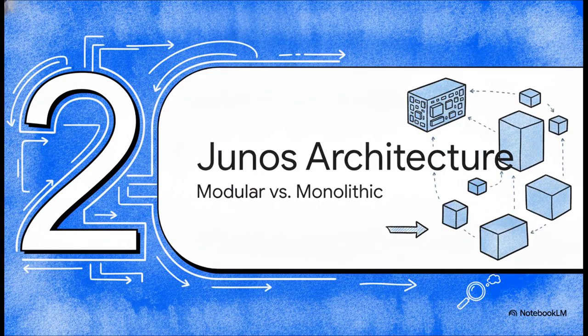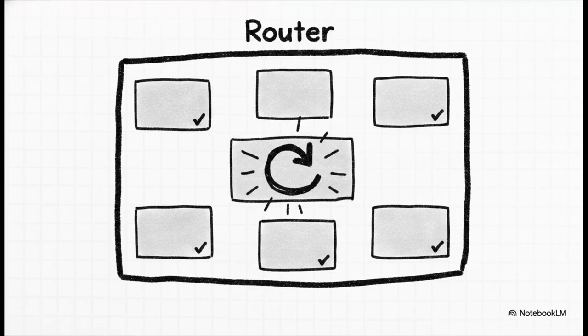Moving on to Section 2, the Junos architecture, modular versus monolithic. Before we get into the heavy command mapping, we really need to understand why Junos behaves the way it does. We're moving from a traditionally monolithic design to a highly modular one. Notice how each module, whether that's the routing protocol daemon or the management interface, runs in its own protected memory space.